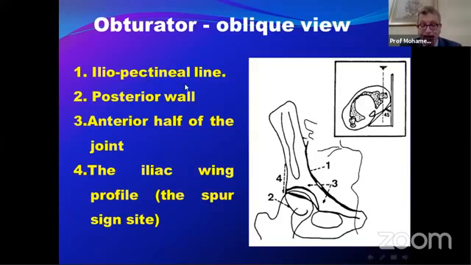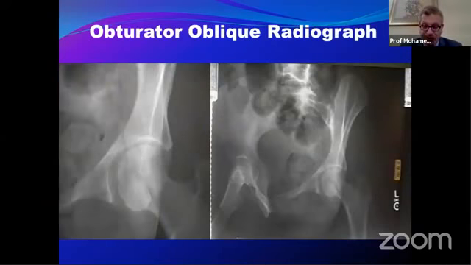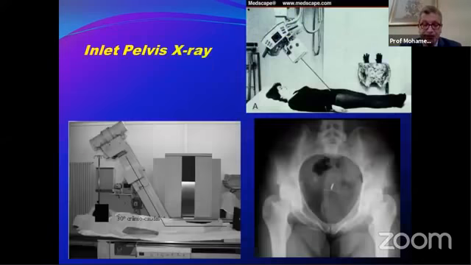I see in it the iliopectineal line of the anterior column. This is the iliopectineal line. I see the posterior wall, posterior lip. This is the posterior wall or the posterior lip. I see the anterior half of the joint and the iliac wing profile, which is called the spur sign. We will talk about the spur sign because it is a very important sign, in detail. This is the obturator oblique radiograph.